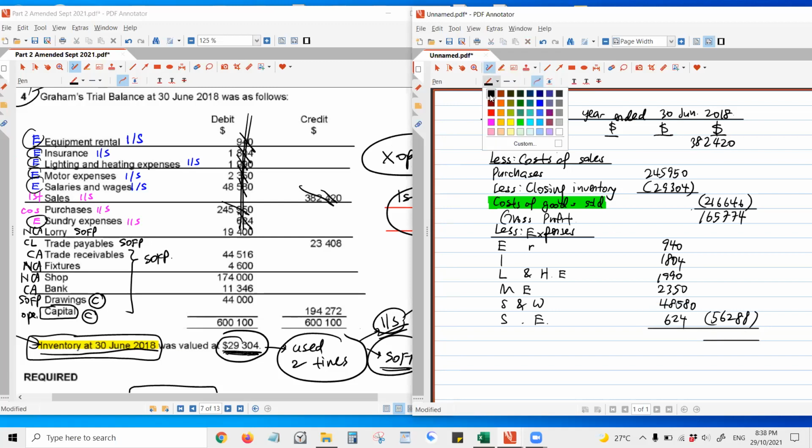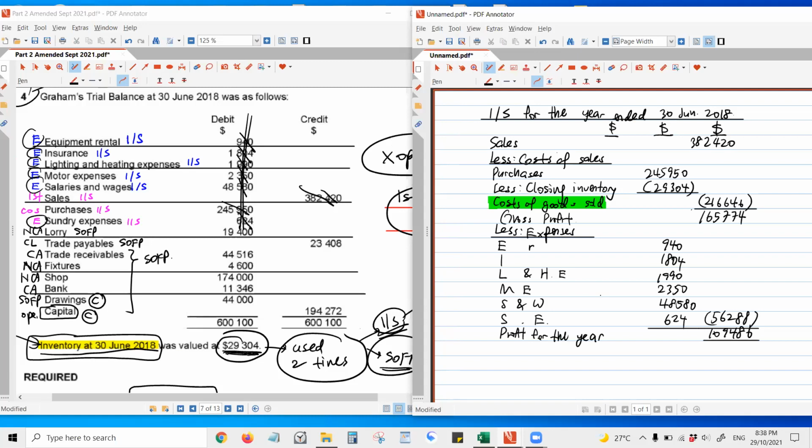You will get a profit for the year. So take the gross profit minus this total expenses, 109,486. So here, write profit for the year. Okay, so I'm done with the income statement.